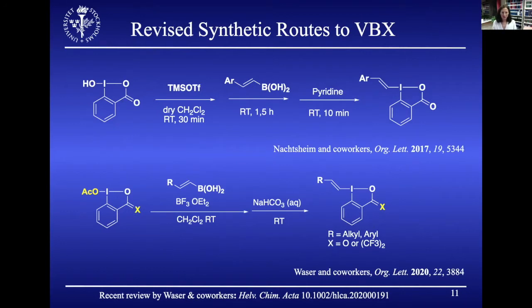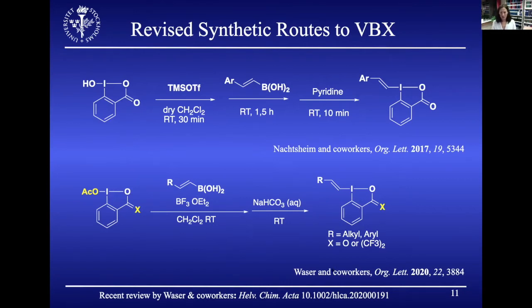So after we published in 2016, other groups have been involved in developing revised methods to VBX. Nachtsheim's group was the first. They started from iodine 3 and took TMS triflate and again aryl boronic or vinyl boronic acids with an aryl substituent to form VBX reagents. And they found that to be more reliable than to go all the way from iodine 1.